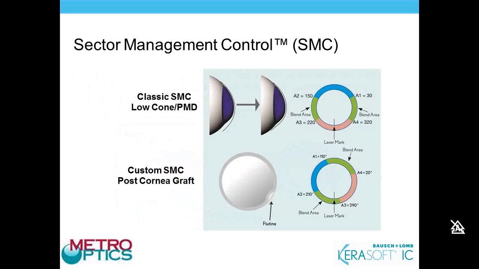And so these are examples of the classic and the custom SMC, or the sector management control. Classic just means there's a top and a bottom to the lens. So these angles are set, and again, this is all in the fitting guide, and the lab consultants already know this at Metro. And so this would be when I have a low cone or pellucid case, and how I would know I need to do this is, say for instance, Morocco and vision is ideal.